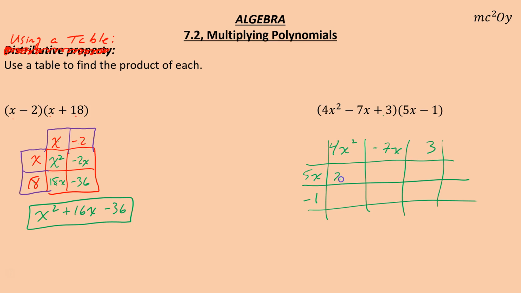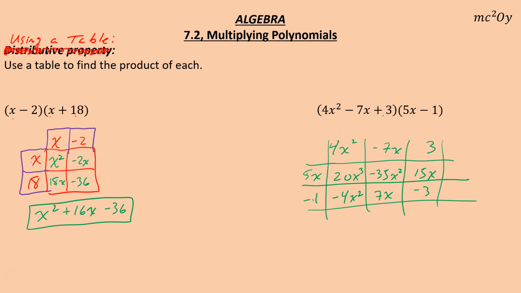So 5 times 4 is 20. x times x squared is x cubed. 5 times negative 7 is negative 35. x times x is x squared. 5 times 3 is 15, and there's an x. Negative 1 times 4 is negative 4, x squared. Negative 1 times negative 7 is positive 7, x, and negative 1 times 3 is negative 3.